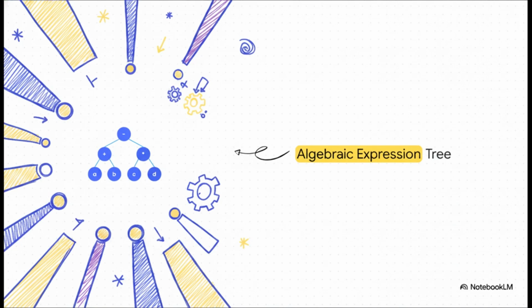Let's bring all this theory into the real world with a practical application. We can represent the mathematical equation x equals a plus b minus c times d strictly as a hierarchical tree structure. The operators, like minus, plus, and multiply, act as the parent nodes, while the actual variables, a, b, c, and d, sit safely at the bottom as leaf nodes.